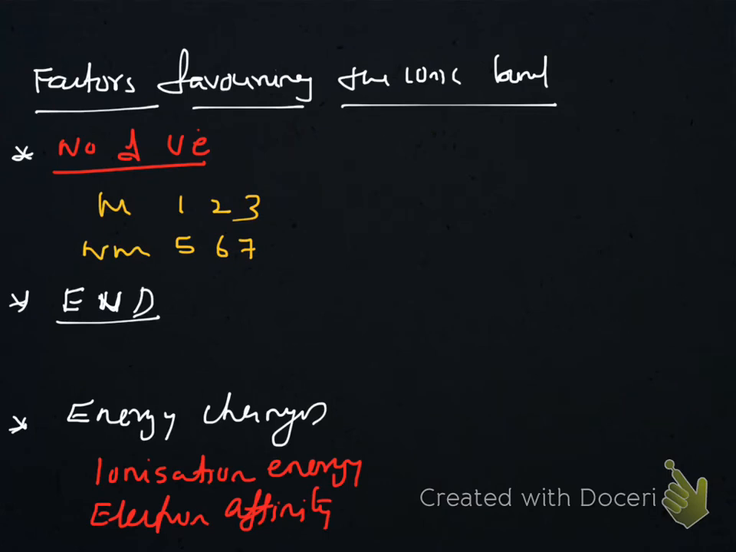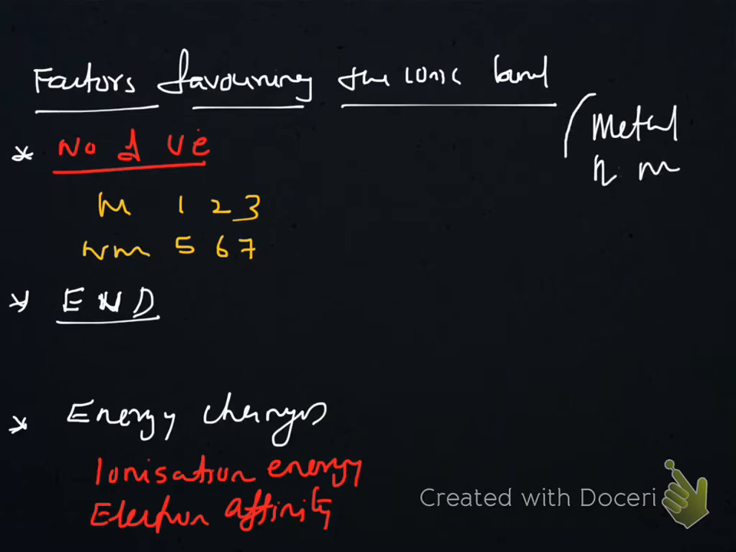Next, what are the factors favoring the formation of ionic bond? First factor is number of valence electrons. For the formation of an ionic bond, one element should remove its electron, lose its electron. That element is called metal. And the second element should have the capacity to accept the electron, and such elements are called non-metals.